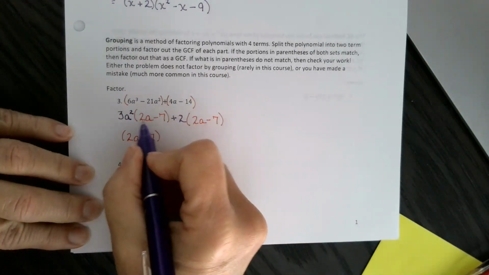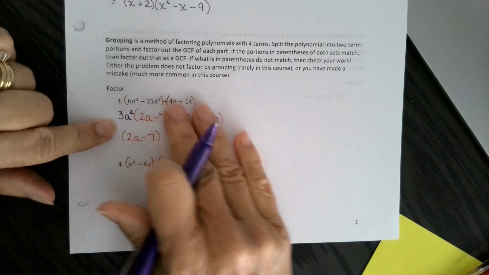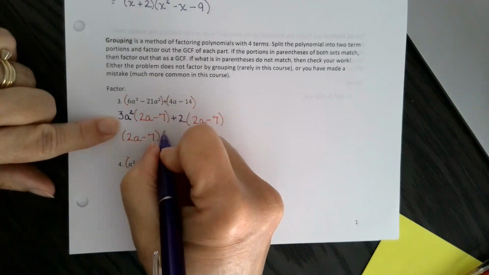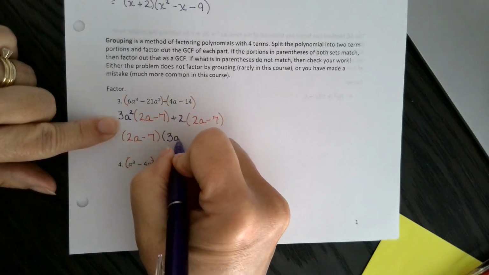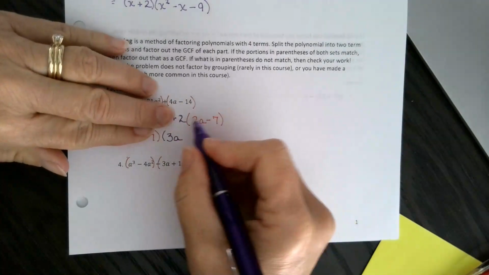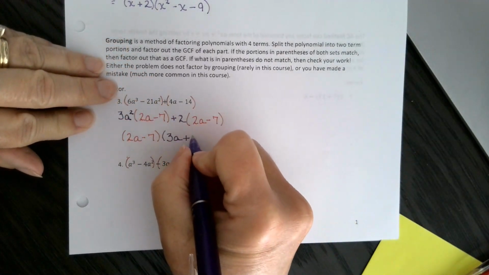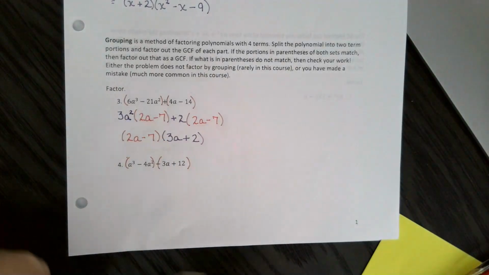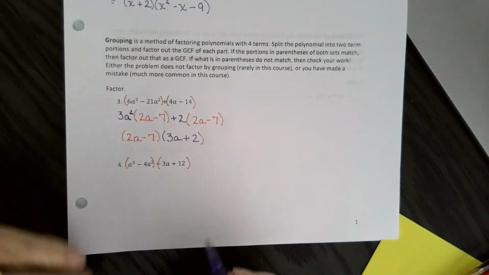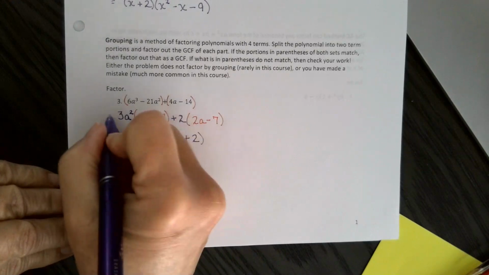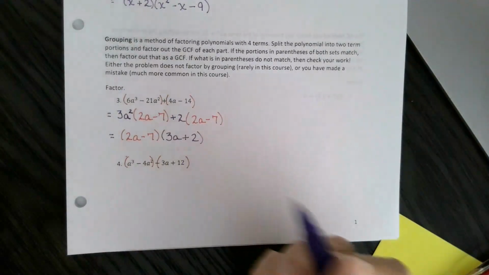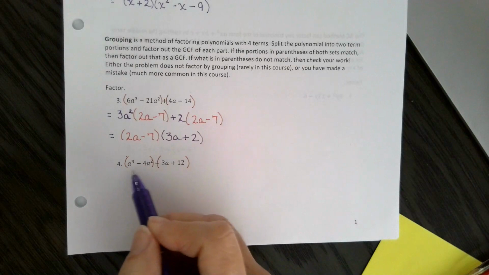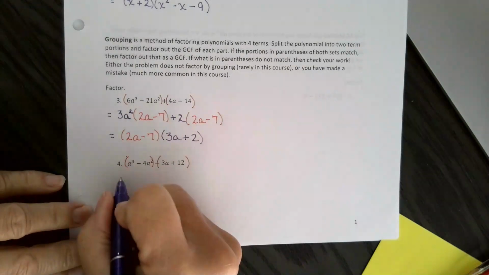Now, if I factor out a 2a minus 7 out of this term, I'm left with 3a. And if I factor out a 2a minus 7, I'm left with a plus 2. Remember, there's always multiplication. When you are factoring, it's multiplication between the two things, or however many factors there are. And then we're finished.